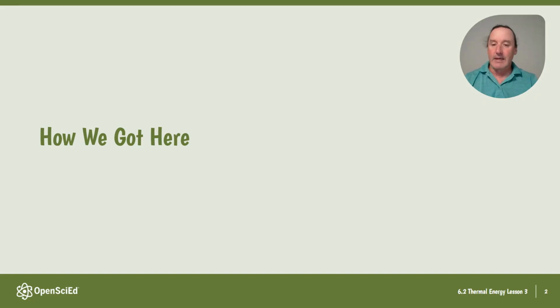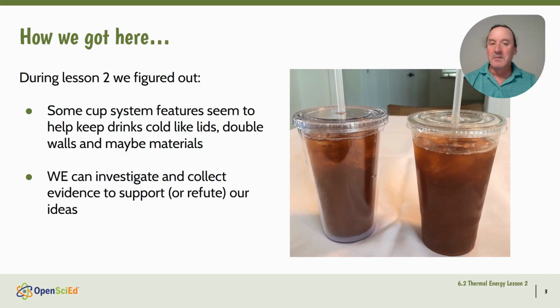So how did we get here? In lesson 2, we worked together and completed the cold cup test. We gathered a bunch of data, we found some patterns, and then we used the data and the patterns we found to rank 8 cups in order from the best functioning cup to the worst functioning cup. In the end, we were left wondering, would we have the same order? And would things work the same if we used hot water instead of cold water? In this lesson, we're going to try to find out.